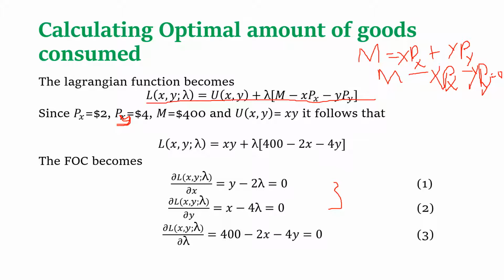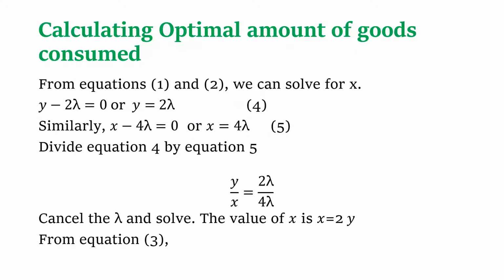That's how we do it, simple. So let's move on. Now let's take equations 1 and 2. If we take equations 1 and 2, we have y minus 2 lambda equals 0, which implies y equals 2 lambda. X minus 4 lambda equals 0, which implies x equals 4 lambda.